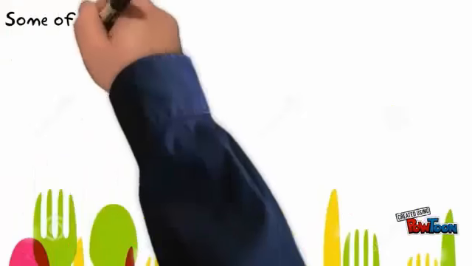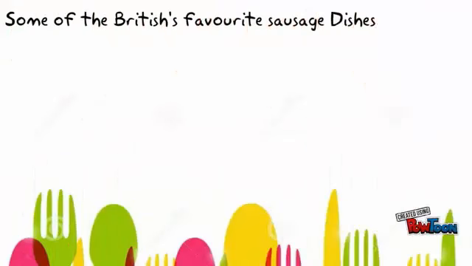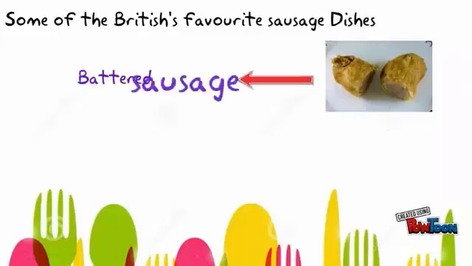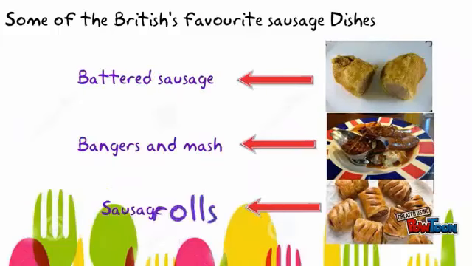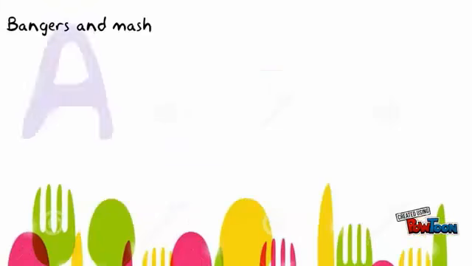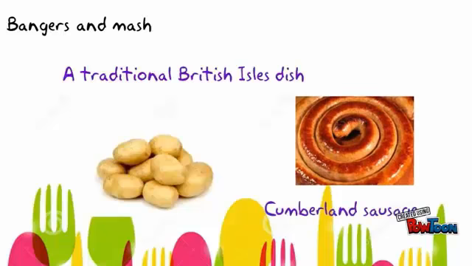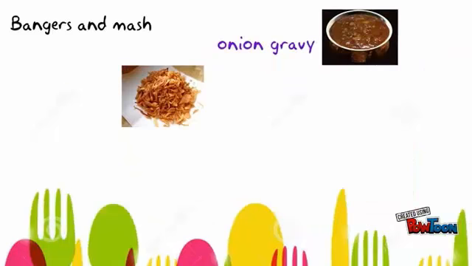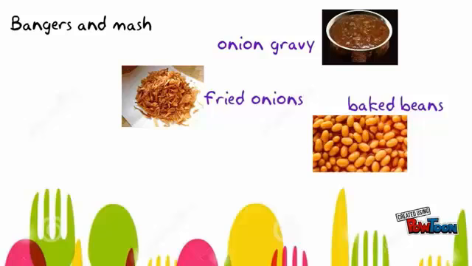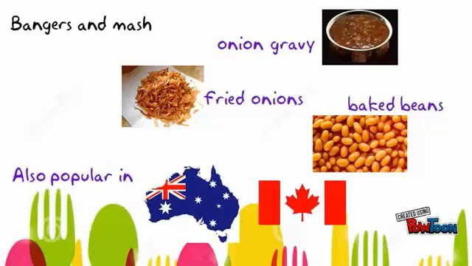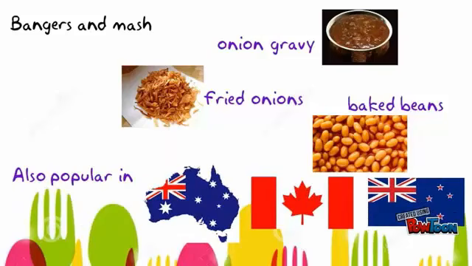Here are examples of British's favorite sausage dishes. Look at the delicious battered sausage, bangers and mash, and sausage rolls. Let's introduce you to bangers and mash. It is a traditional British Isles dish made of potatoes and Cumberland sausage. Seems tasty, right? It can also be served with onion gravy, fried onions, and baked beans. It is also popular in Australia, Canada, and New Zealand.